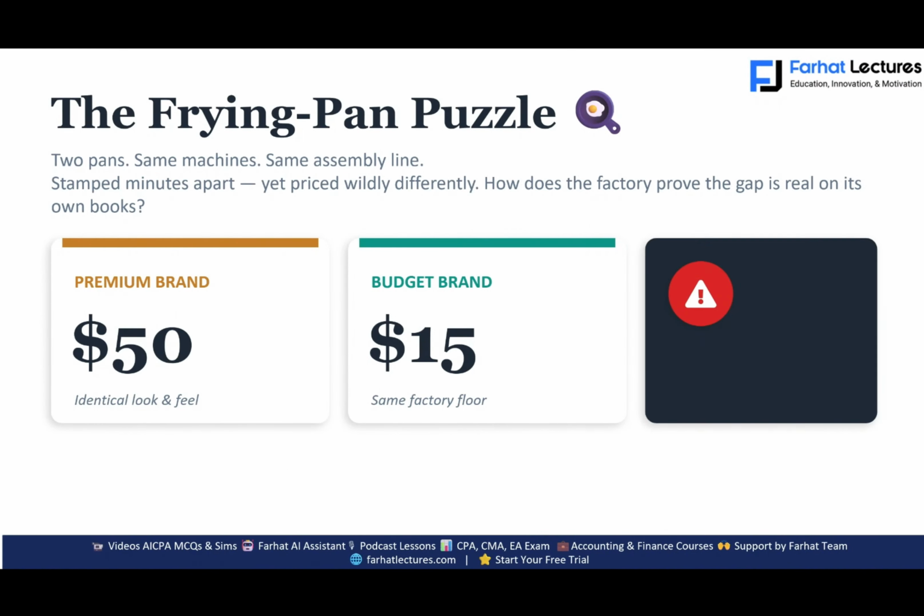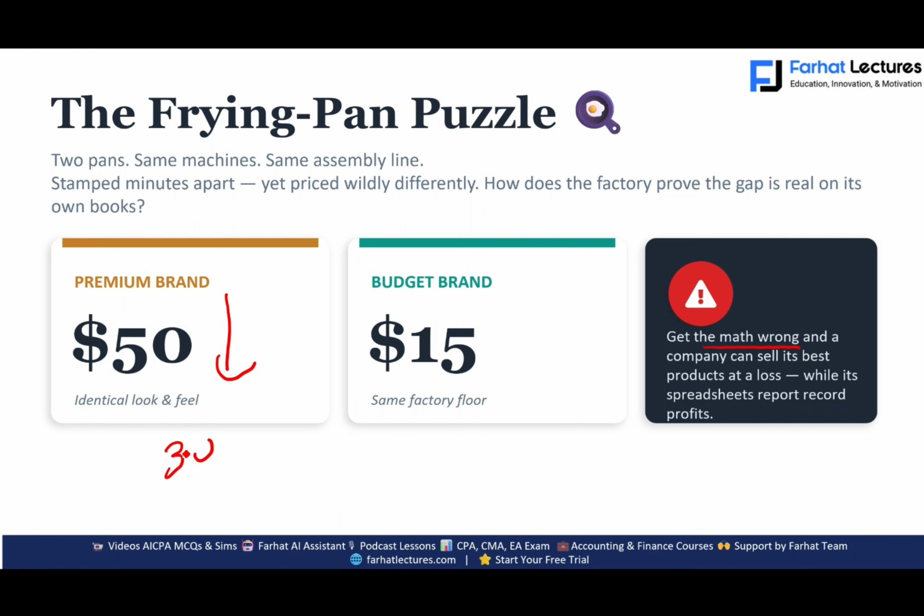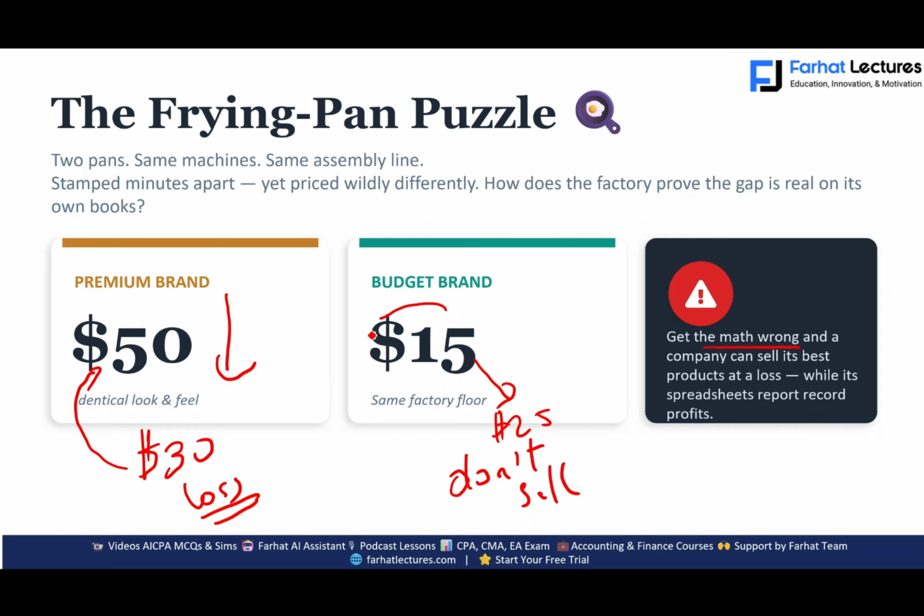For companies, this is a serious math problem, and not only math, a financial problem. Because if they get the math wrong, let's assume the premium brand costs more money and they underprice it. They sell the premium at 30 while they're supposed to sell it at 50. And the budgeted one, instead of selling it at 15, they're selling it at 25, meaning they are charging more. What's going to happen is this: they are going to lose money on every premium brand they sell, and they are overpricing their budgeted brand. This one won't sell because the competitors are selling the same budgeted one at 15. So companies get into trouble.